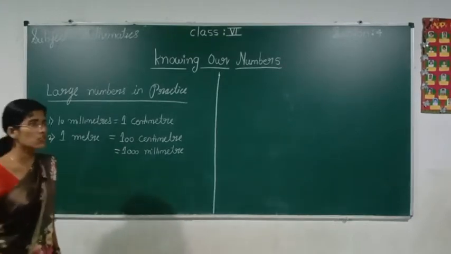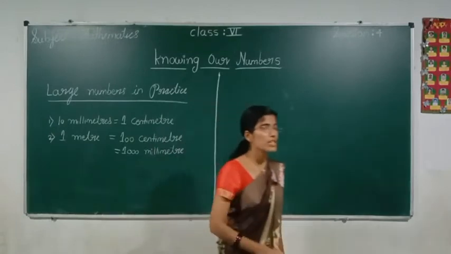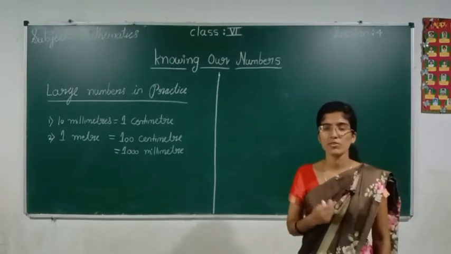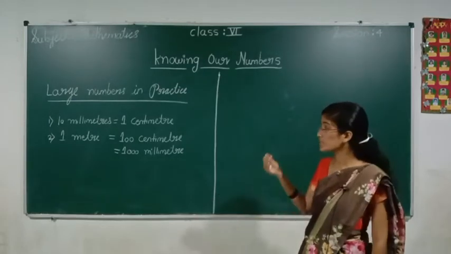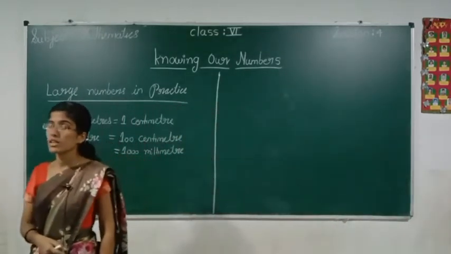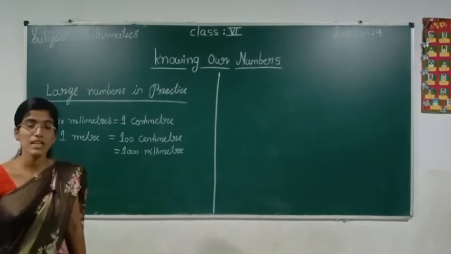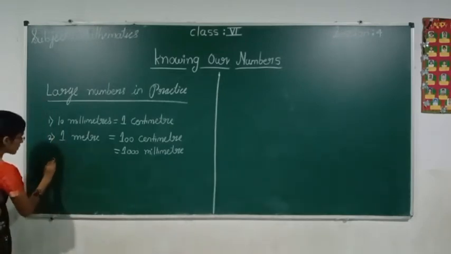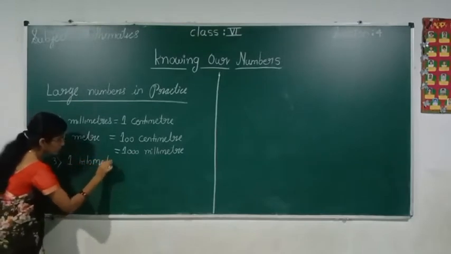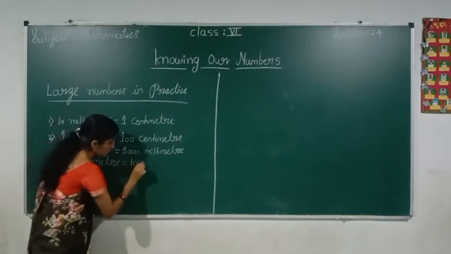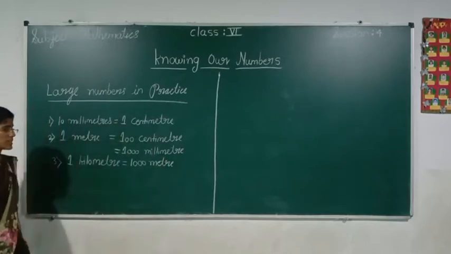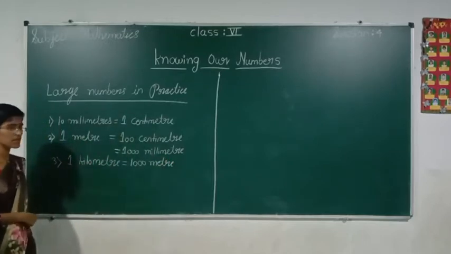Now see, if I want to know the distance between Pune and Delhi, at that time the meter is so small. We will use another unit of length, that is the kilometer. Yes or no? 1 kilometer is equal to 1000 meters.